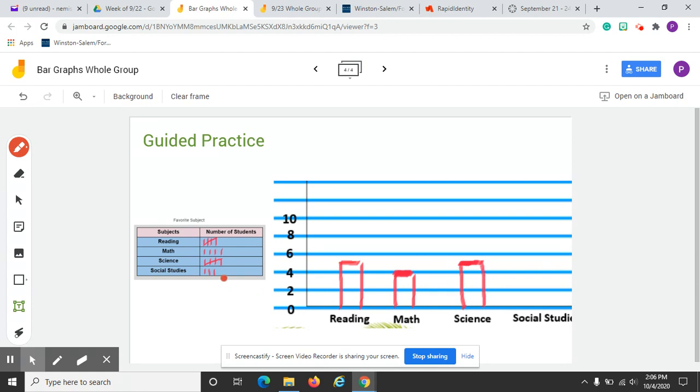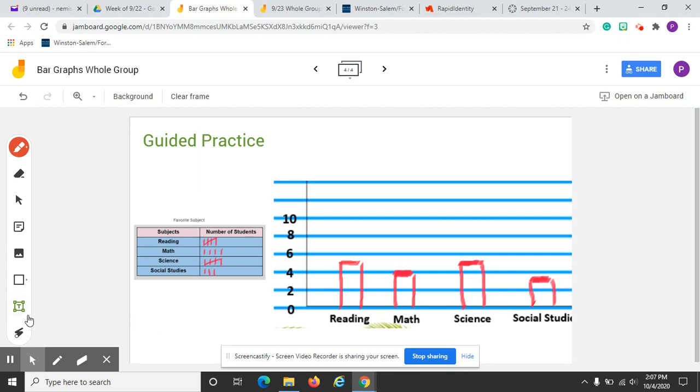As for social studies, we have 3 students who chose it as their favorite subject. So we know that 3 is in between 2 and 4. So we have to put a mark on the space between these two numbers on top of social studies and then create the bar.